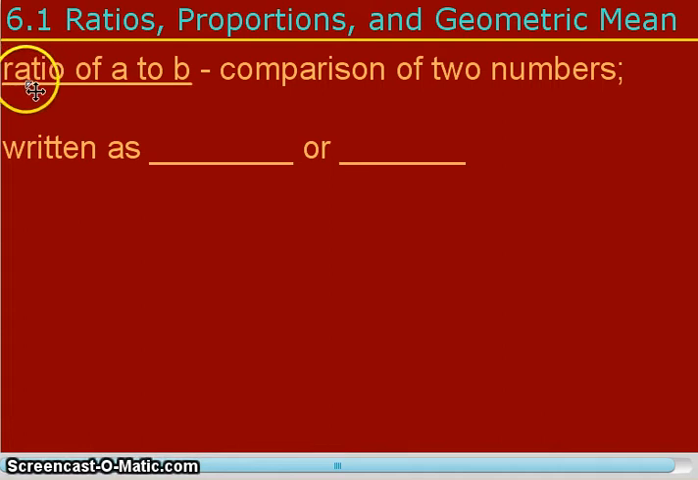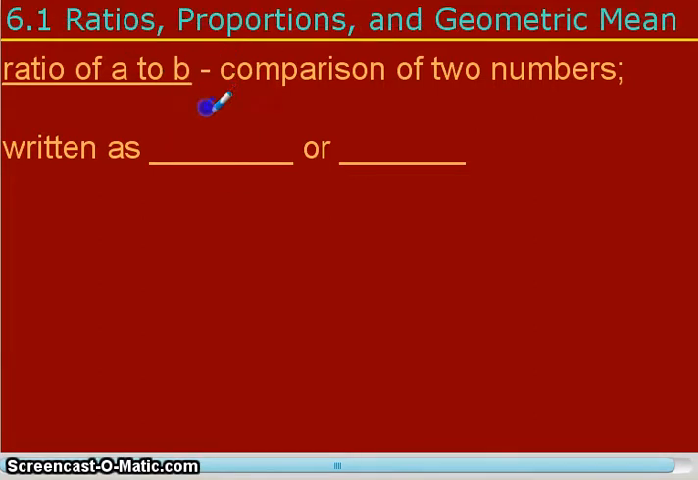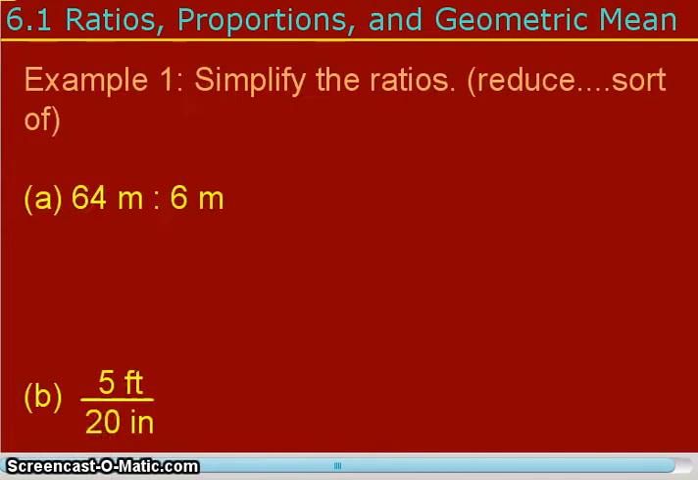Alright, first things first, the ratio of A to B is a comparison between two numbers written as a fraction. I guess we're going to have to write that. Which would be A over B, or it could be written as A:B. Either one of those would be a ratio, a comparison between two numbers.